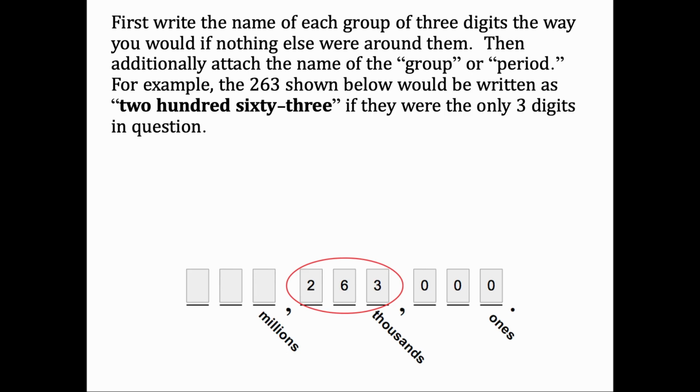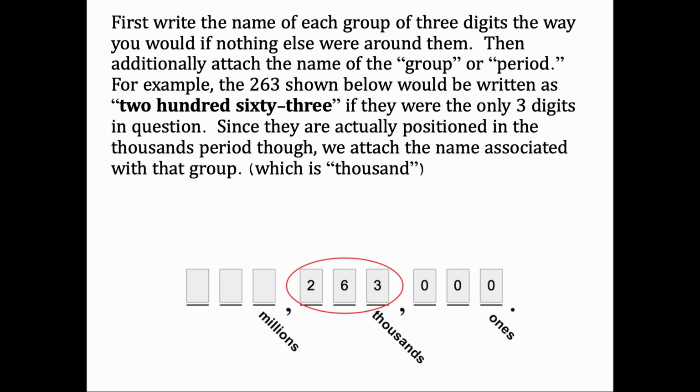For the sequence of 263, it would be written in words as 263 if there was nothing else in the problem. But since they're actually positioned in the thousands period, we'll attach the name associated with that group, which is thousand. So it's 263 thousand.